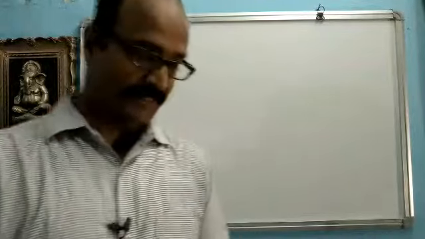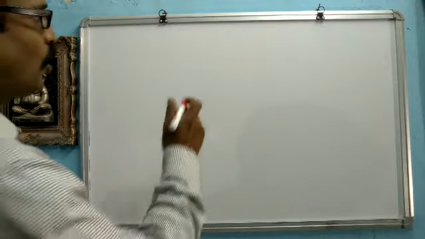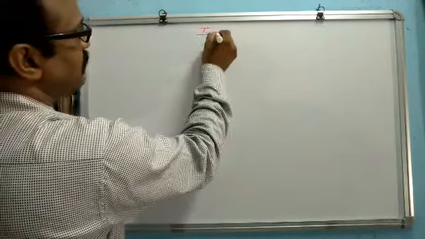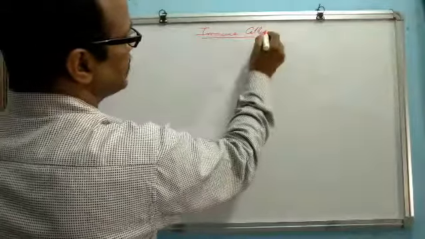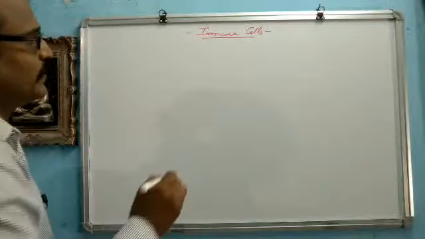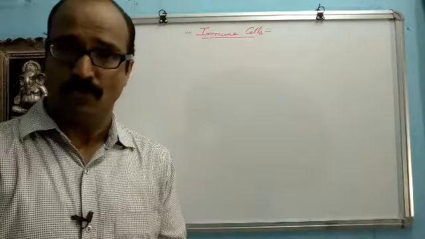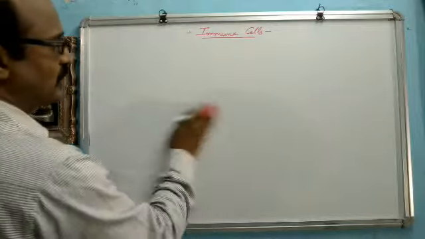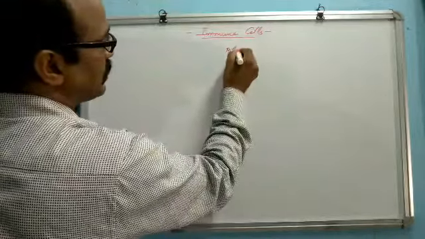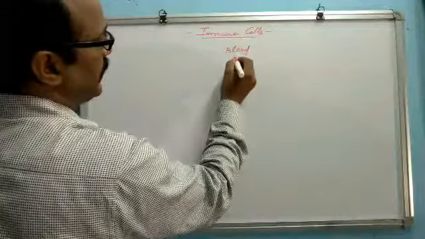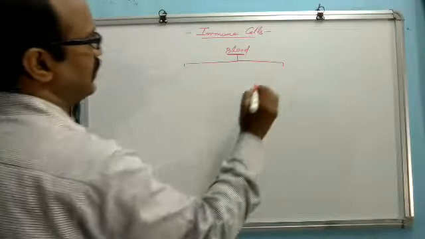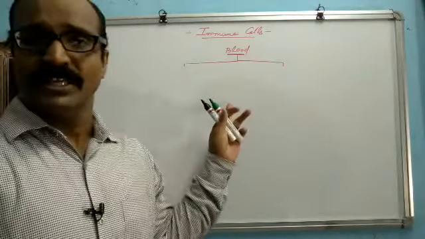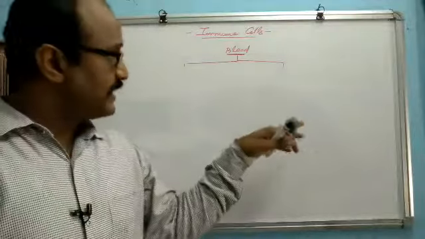Today, I will discuss different types of immune cells. Those cells involved in the immune system are known as immune cells. What are these and where are they present? We have to know. We all know that blood contains all such cells, immune cells.